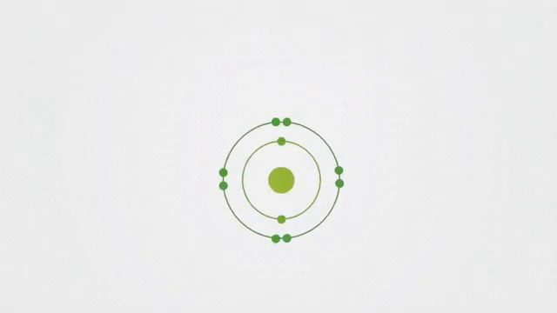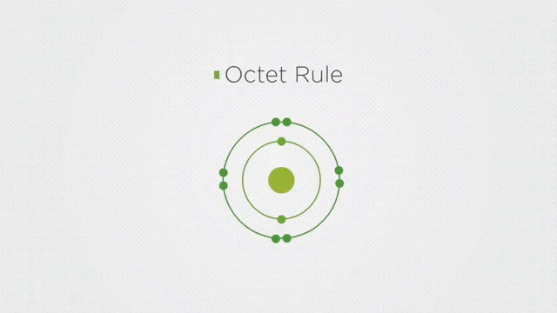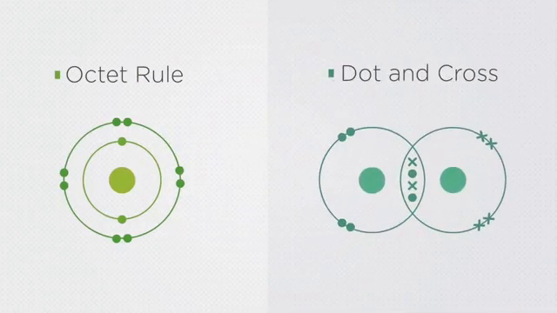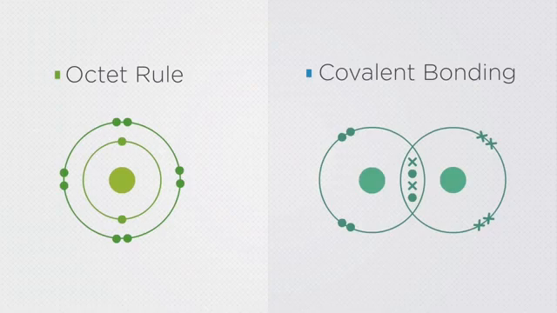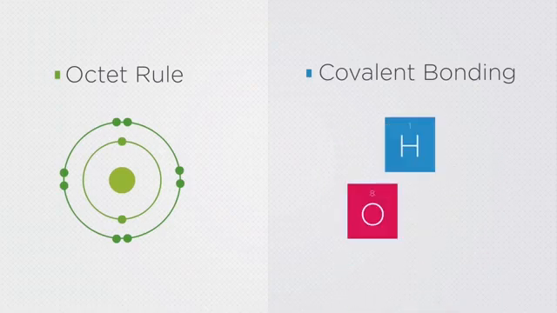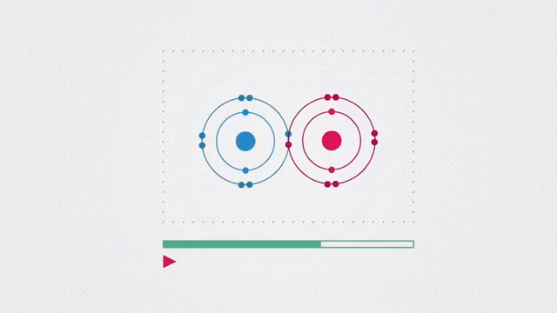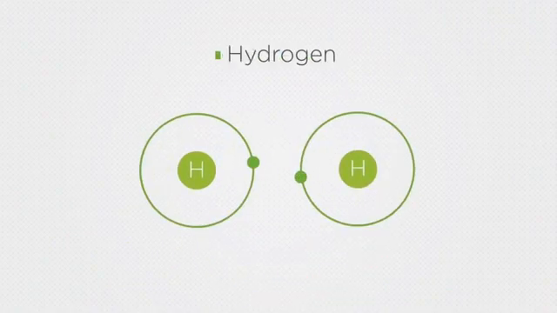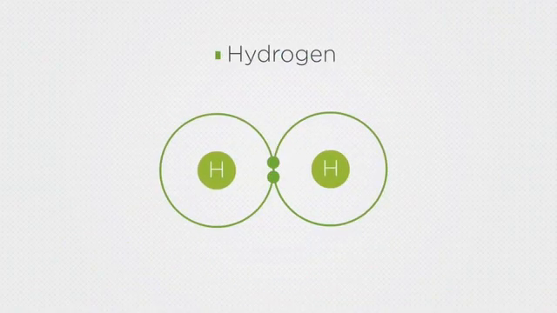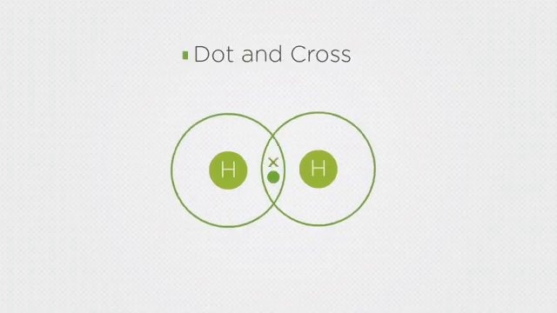In this video we are going to learn about the octet rule and how to construct dot and cross diagrams to show the covalent bonding in hydrogen, oxygen and nitrogen. As seen in the video How Atoms Bond, when two hydrogen atoms bond, the shells overlap, and because each atom only has one electron to share, there are two electrons being shared over two shells. These are represented by a dot and a cross.